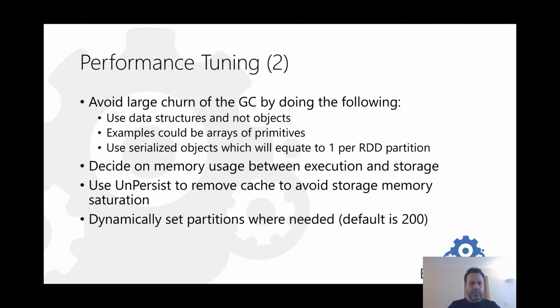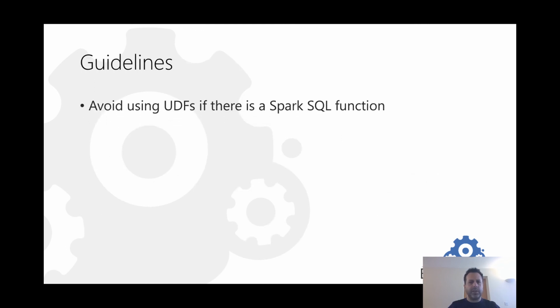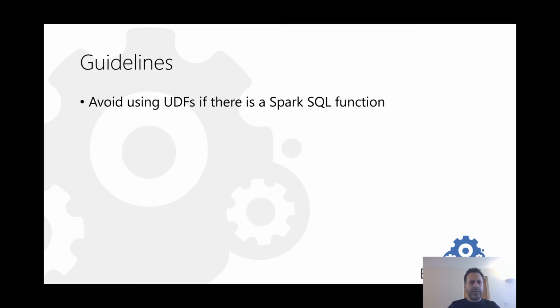We've talked about partitions, and we can dynamically set these. The default is 200. And we need to use predicates, something that is searchable very, very quickly, that we can push down, so date times, numeric, things like this. There are some guidelines I'll leave you with.